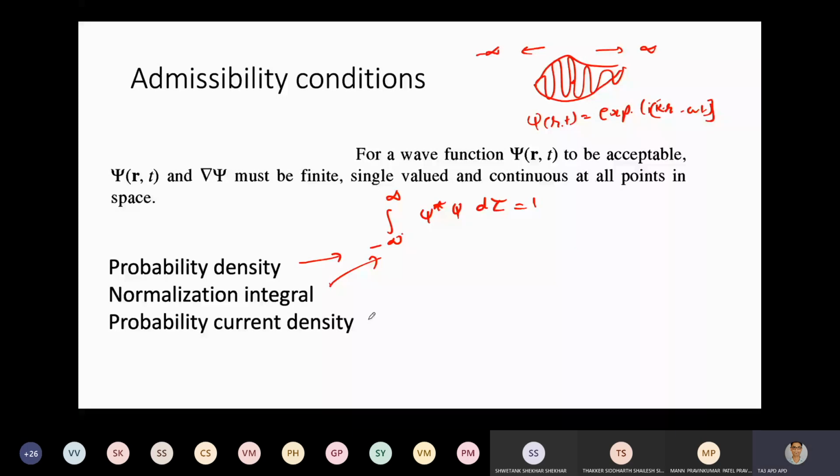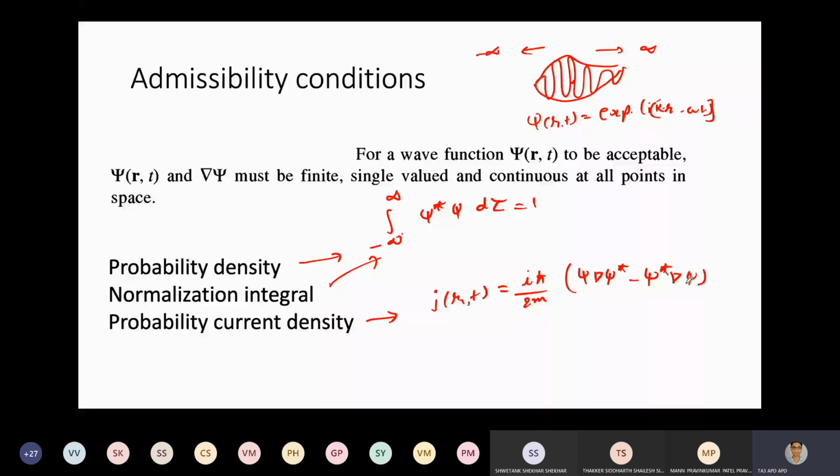J as a function of r and t was equal to i h bar upon 2m into bracket, psi grad psi star minus psi star grad psi. All right, that was the probability current density.